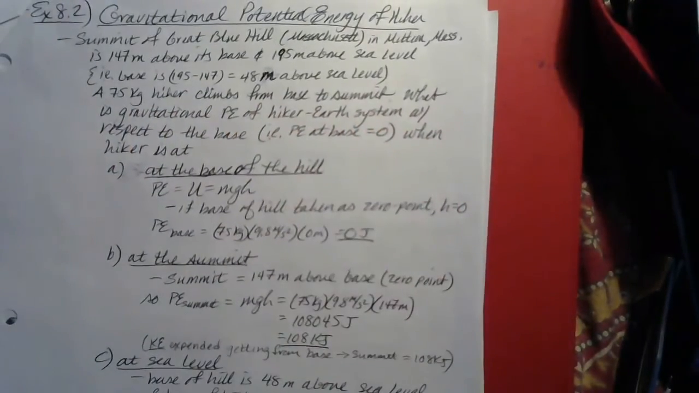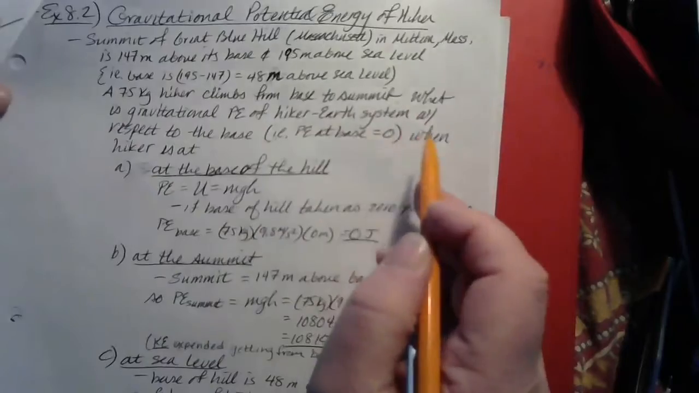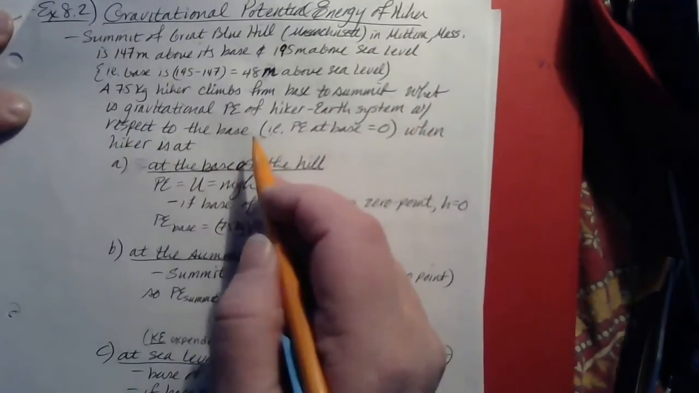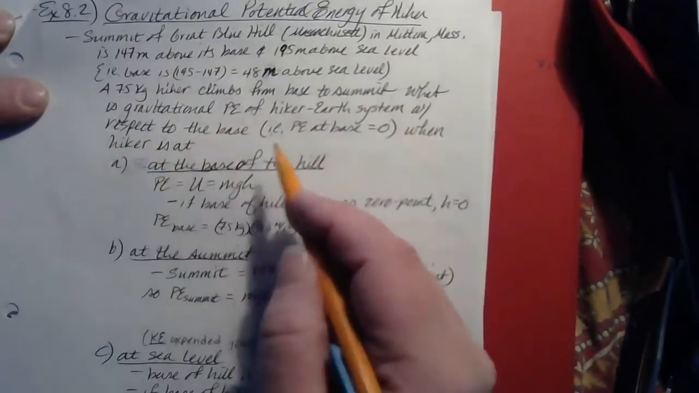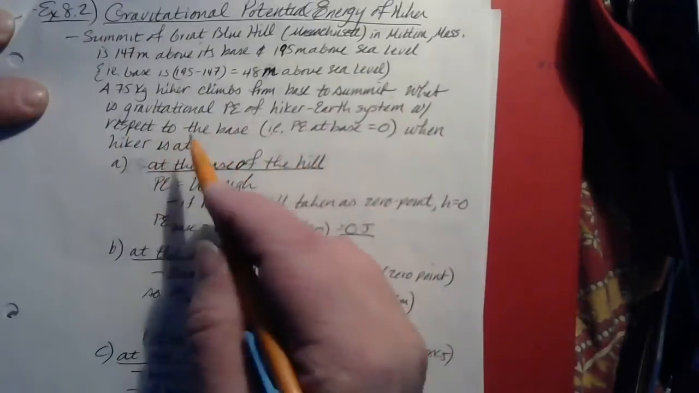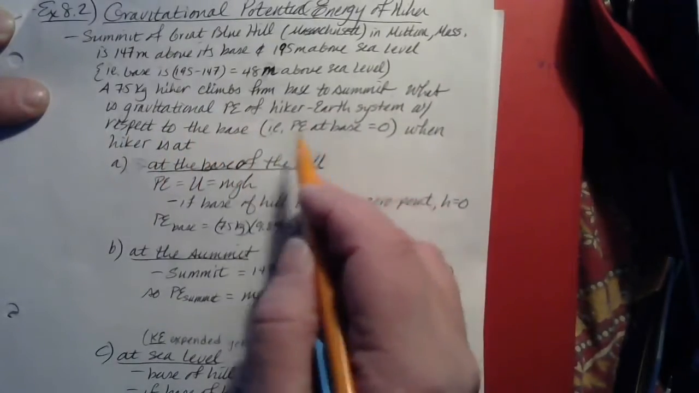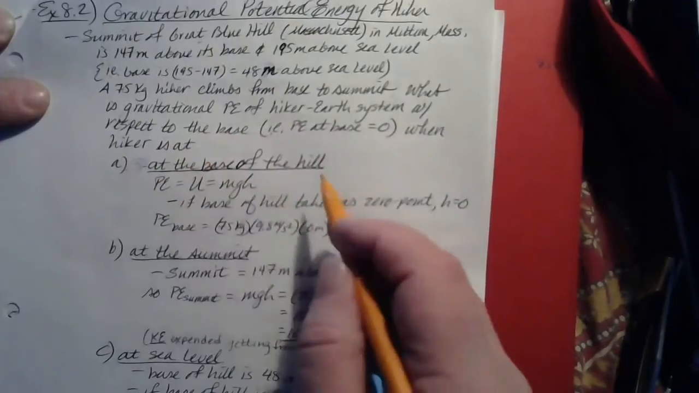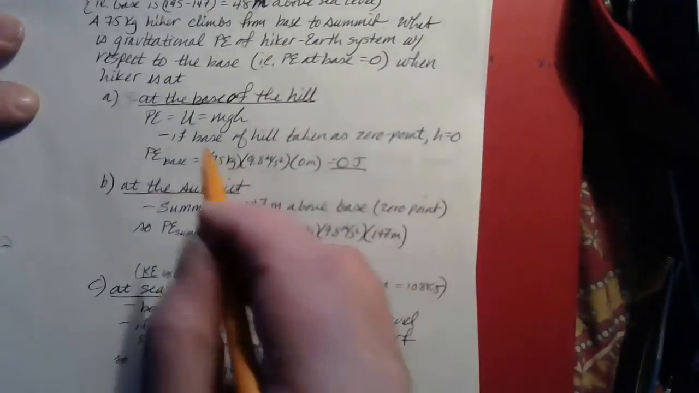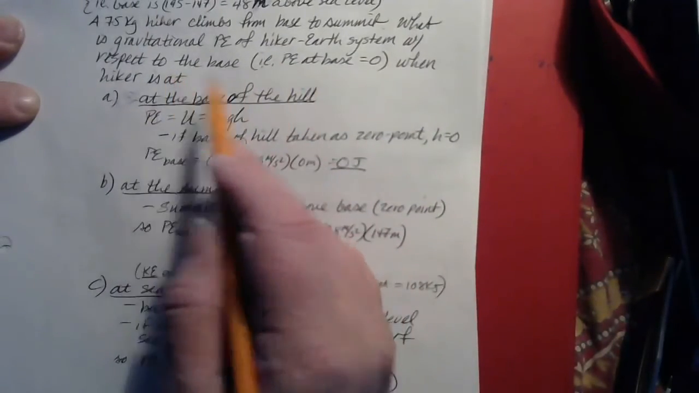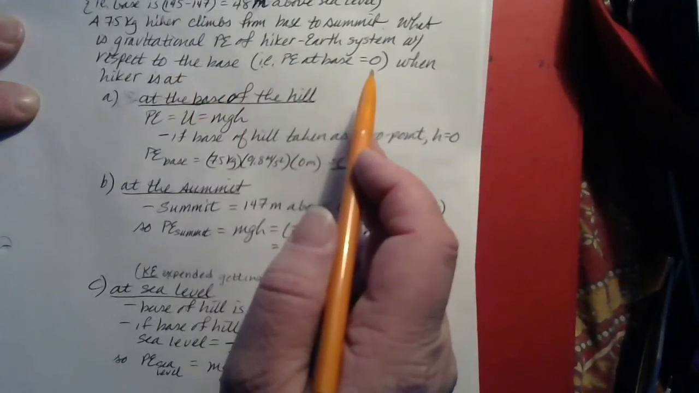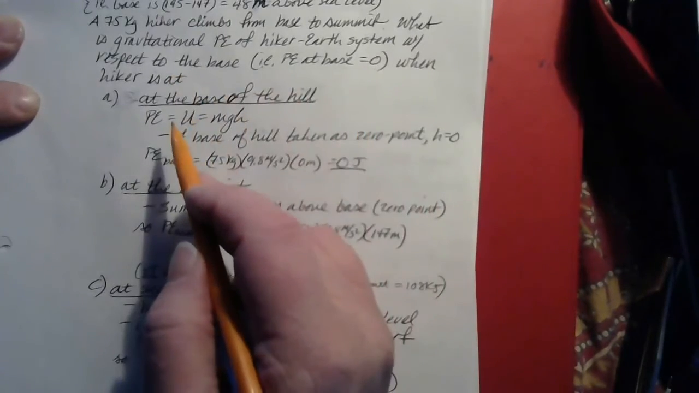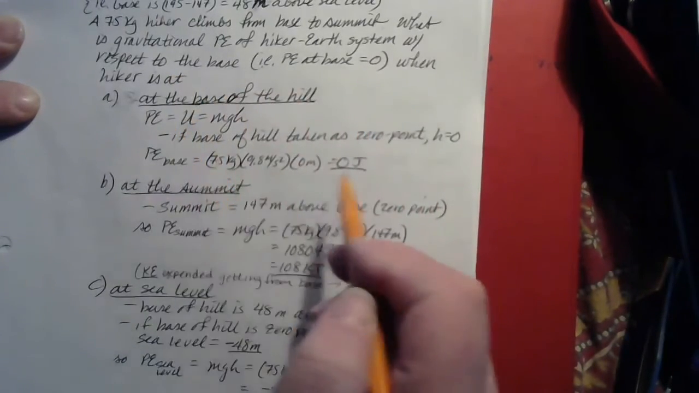That's a fancy way of saying, what is the gravitational potential energy of the hiker relative to the Earth, with respect to the base? In other words, what they mean with respect to the base is that the base of the mountain is the 0 point for potential energy. If the base is the 0 point for potential energy, then the potential energy of the hiker at the base is going to be 0, right?